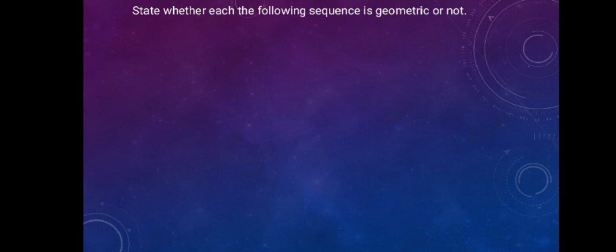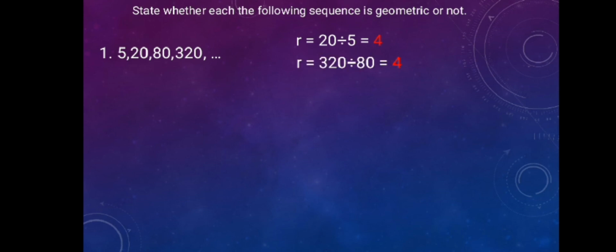State whether each of the following sequences is geometric or not. Number 1, 5, 20, 80, and 320. Is it a geometric sequence or not? So, 20 divided by 5 is equals to 4. And 320 divided by 80 is equals to 4. So, this is a geometric sequence because they both have a common ratio.